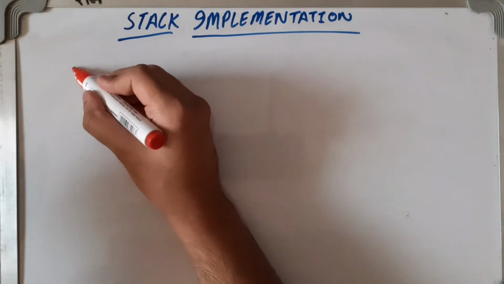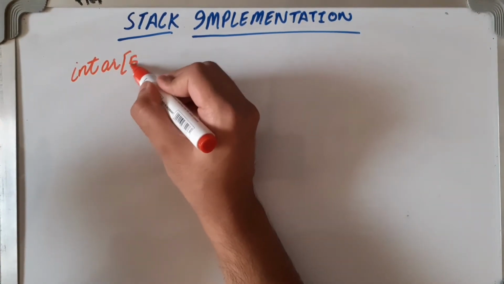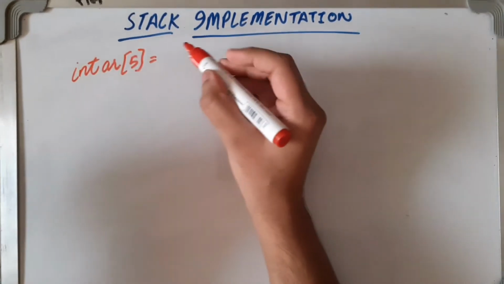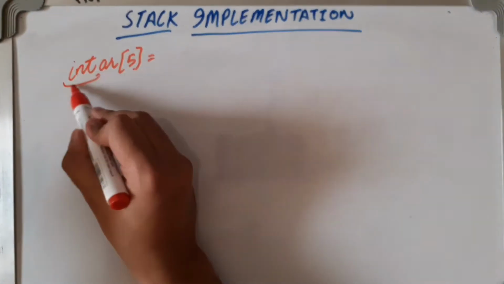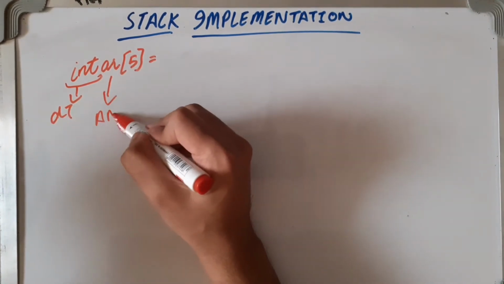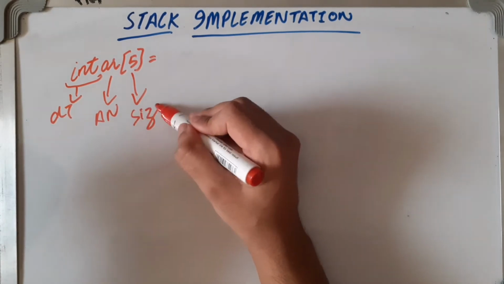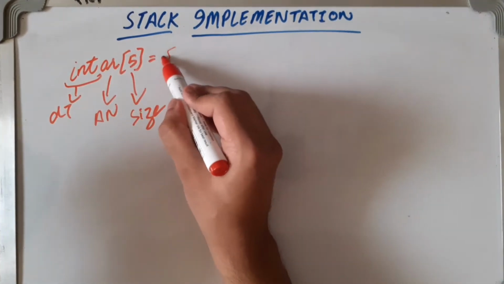Today we are going to do stack implementation using array. First of all, we know what an array is, like this we define an array. This is the data type, this is the array name. I'm writing in short form so that we can cover it fast. This is the array size, and here we write the elements.